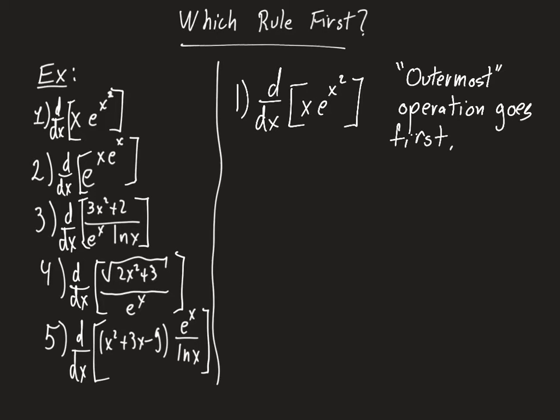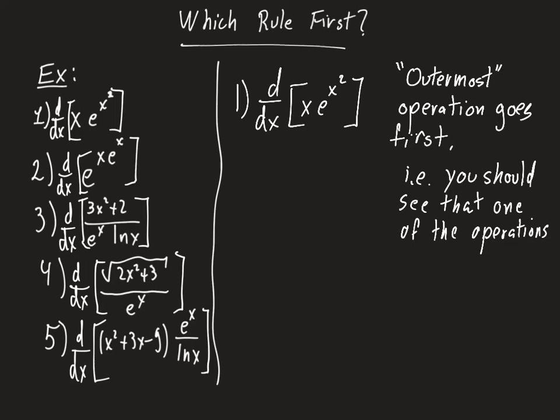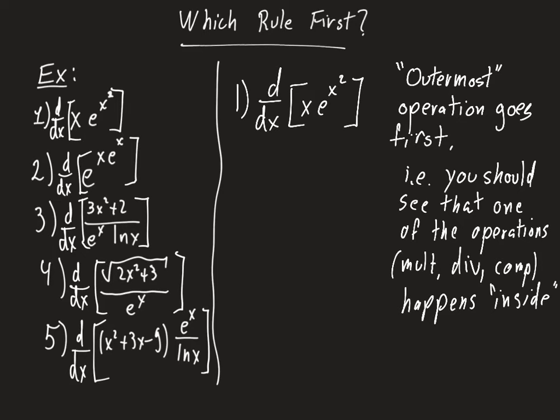And basically what this means, in other words, is that you should see that one of the operations happens inside the other one. The operations I'm talking about, of course, are multiplication, division, and composition. And that's what I mean when I say the outermost one goes first. And let's see how this works out in a couple examples.